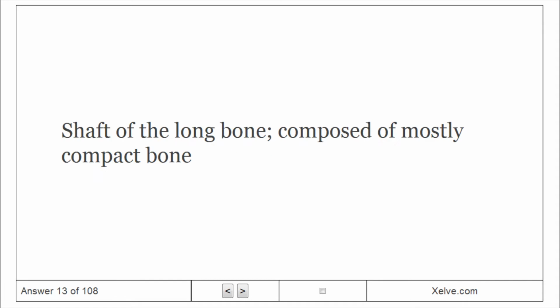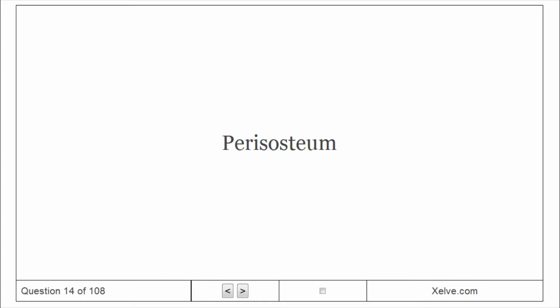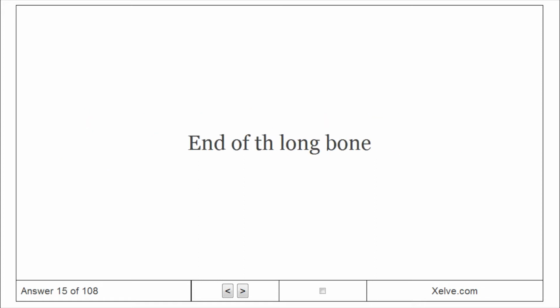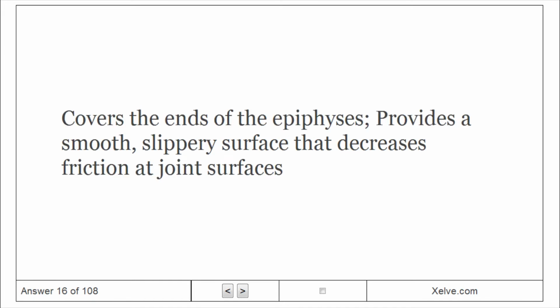Diaphysis: the shaft of the long bone, composed of mostly compact bone. Periosteum: fibrous connective tissue membrane that covers and protects the diaphysis of the long bone. Epiphyses: the ends of the long bone. Articular cartilage covers the ends of the epiphyses and provides a smooth, slippery surface that decreases friction at joint surfaces.